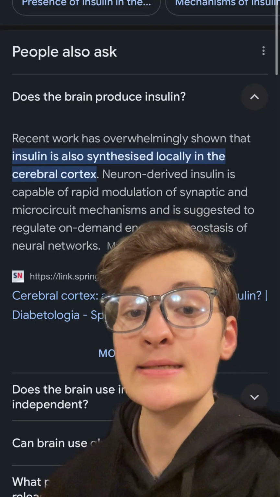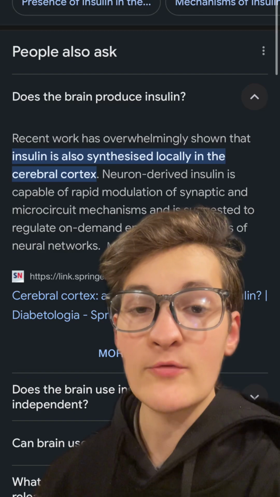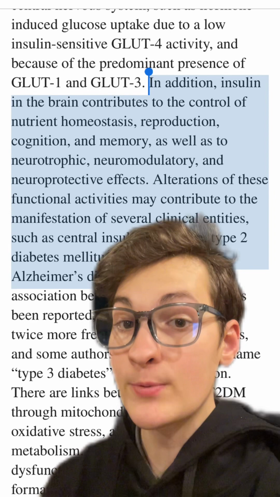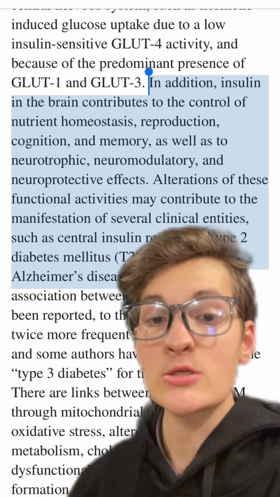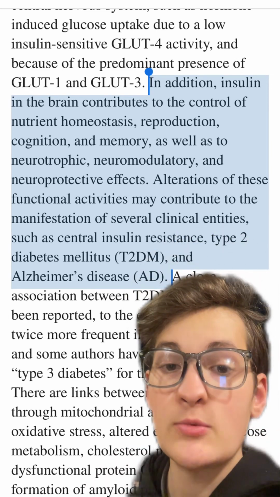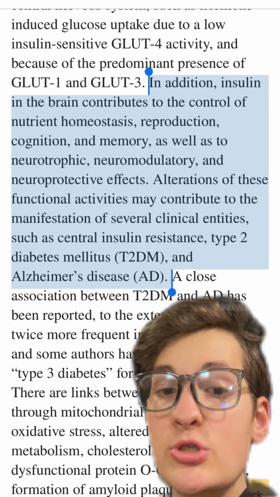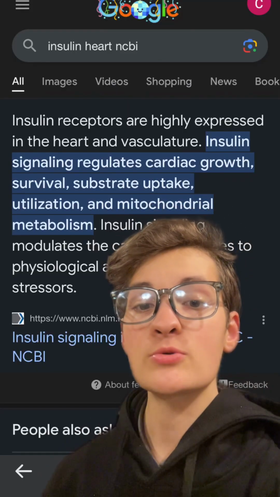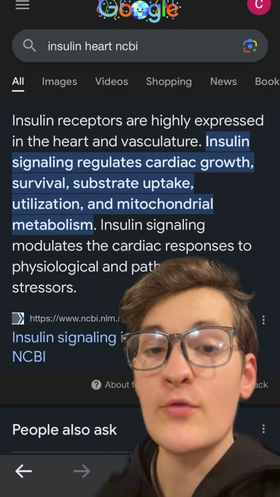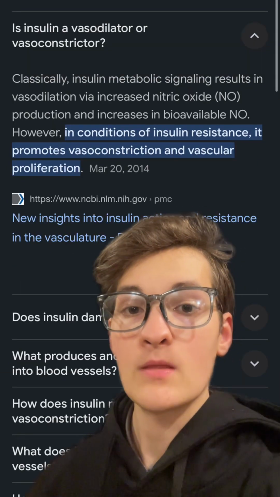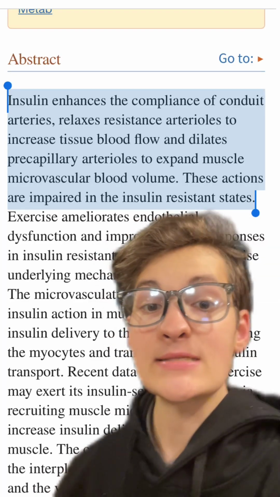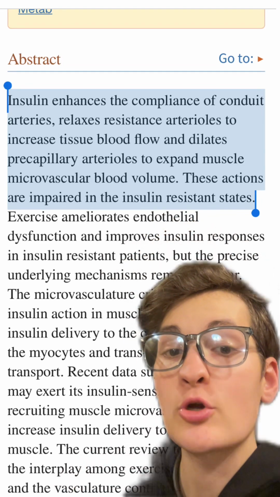Insulin within the brain is actually also extremely important, as it can increase the glucose uptake within the brain. Interestingly, insulin can be synthesized in the brain and can enter the brain from the bloodstream. And insulin in the brain contributes to the control of nutrient homeostasis, reproduction, cognition, and memory, as well as being an all-around neuroprotective molecule, which is why the resistance to insulin in type 2 diabetes is very strongly associated with Alzheimer's disease. There are also insulin receptors on the heart and the vascular system, in which insulin does appear to improve the function of the heart, increase vasodilation, which is the relaxation of the blood vessels, and increase blood flow. And as these authors mentioned, all of these are impaired during insulin resistance.